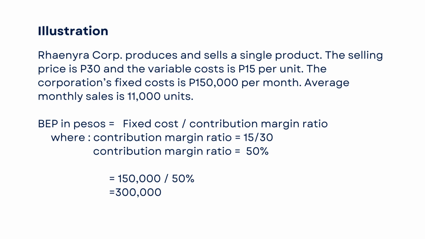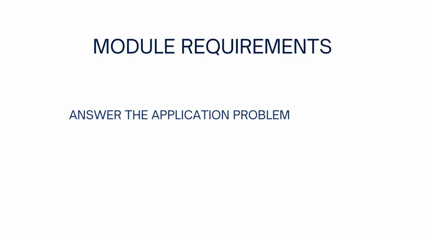Tama ba? Wait. Yeah, so it's tama. The break even point in peso is 300,000 pesos. So yeah, that's it for the cost volume profit analysis. You just have to memorize or remember how to get the contribution margin per unit and the break even point, the formulas, both formulas, a break even point and the contribution margin per unit. So you have to answer the application problem, which is three problems lang man yun. And I hope you were able to answer that. Thank you.